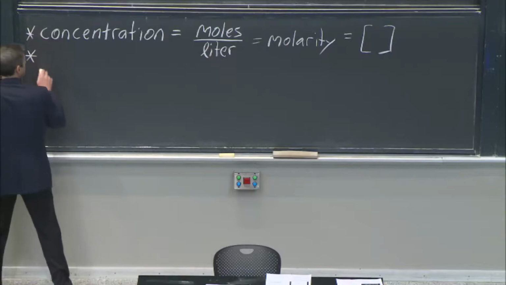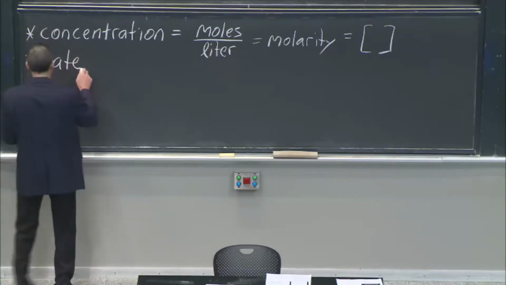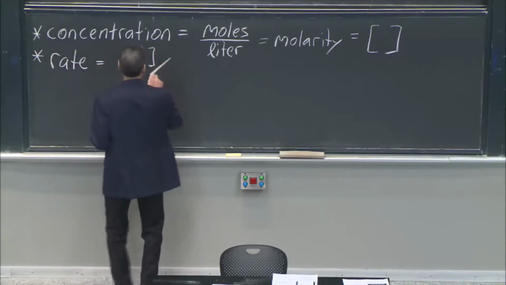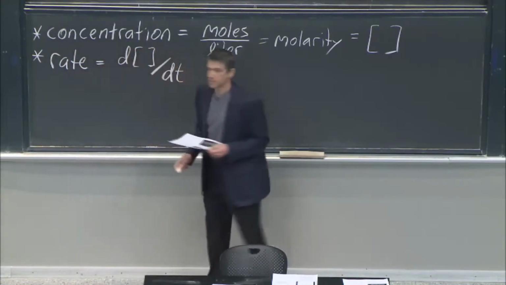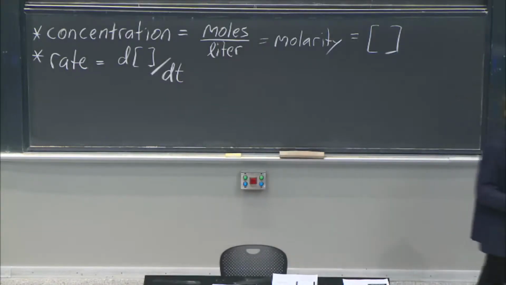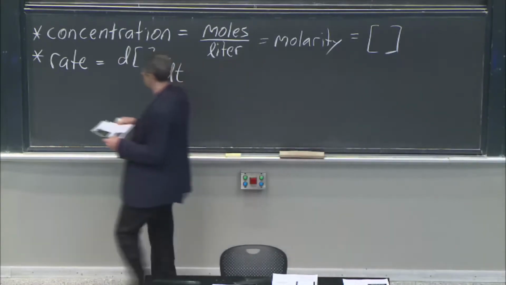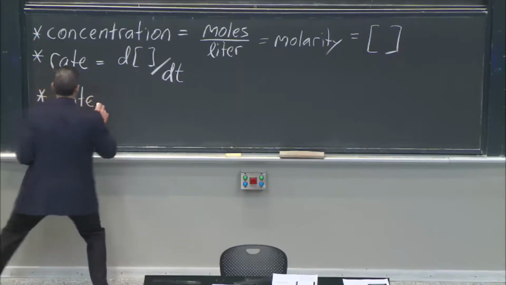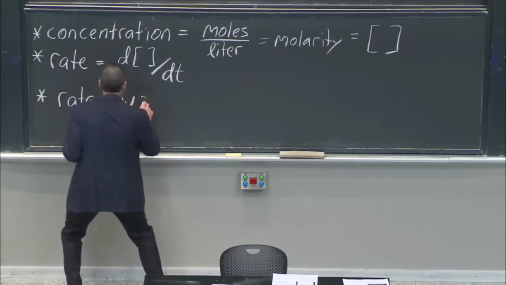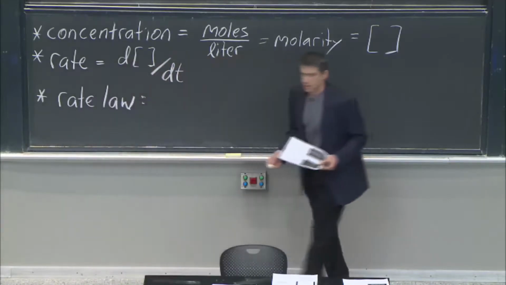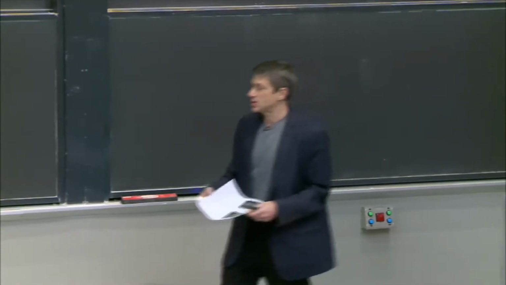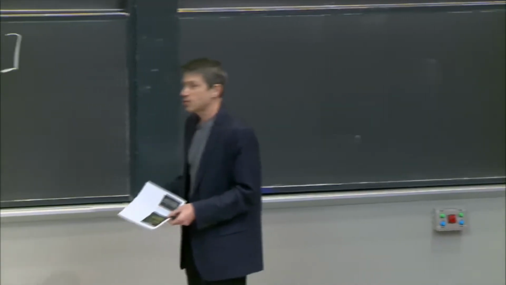What else? Well, there's the rate. And the rate is, as you might guess, the change in the concentration with time. That's the rate we're going to be talking about a lot today, the reaction rate. It's the change in the concentration with time. What else do we have? Well, we have a law. Because here's the thing: the rate is just the rate. It's the change of something with time. It's like the change in distance with time would be velocity.